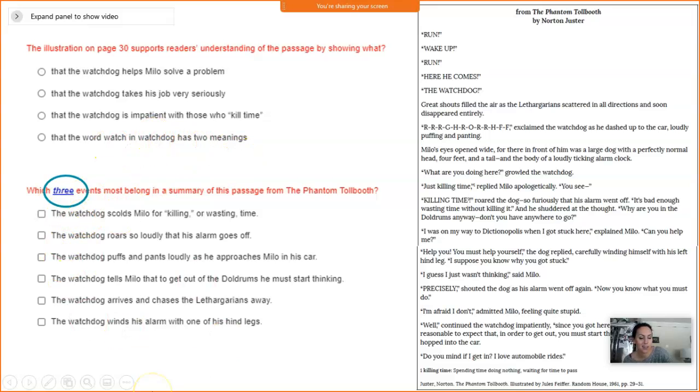This last question, you can unmute yourself and tell me, how many events should you choose here? Which events most belong in the summary of this passage from The Phantom Tollbooth? Go ahead, tell me. How many? You can unmute yourself and just say it. Three. Three events. One, two, three, four, five, six. You should have half of these choices clicked off. Three. A lot of you are not doing that. If it asks for more than one, you're just choosing one. If it says choose two or three, you're just choosing one. Three. You will get it wrong if you don't choose three.